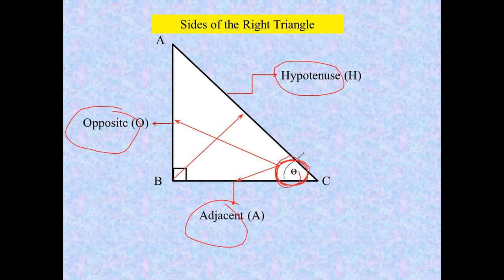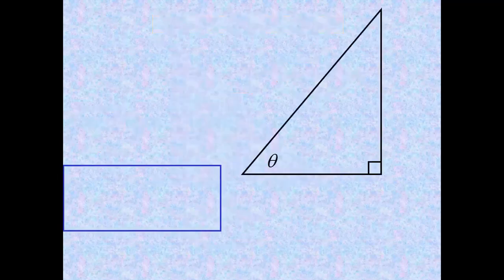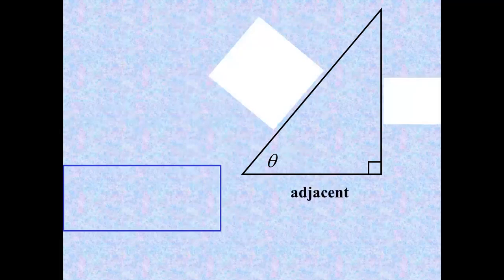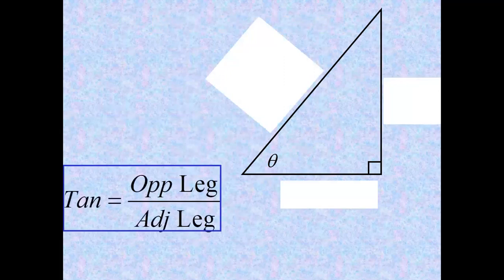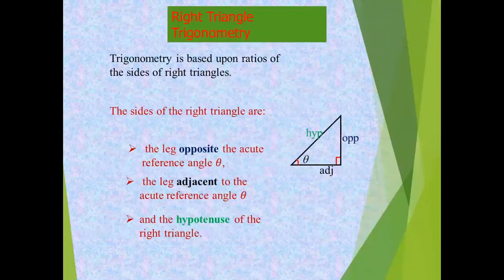So the tangent of a given angle is opposite over adjacent. SOHCAHTOA. Okay, so remember that one. Tangent equals the opposite over adjacent in reference to the given angle. Okay, so that's the parts of the triangle.